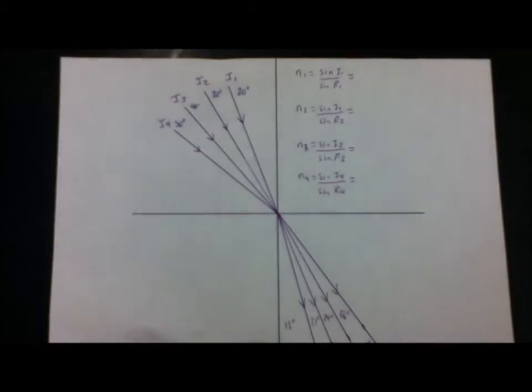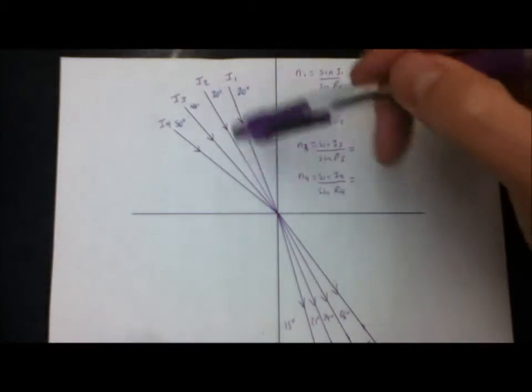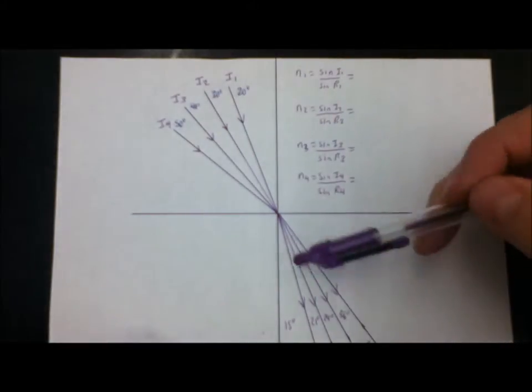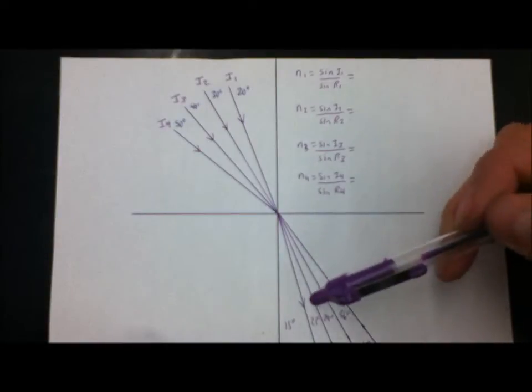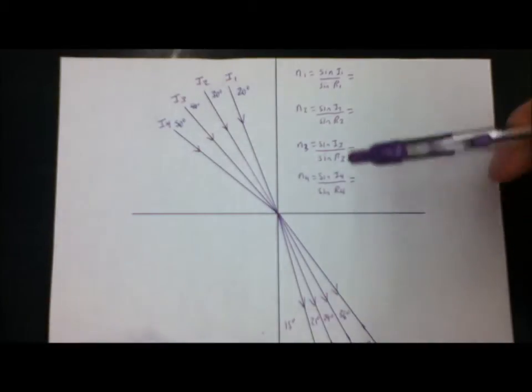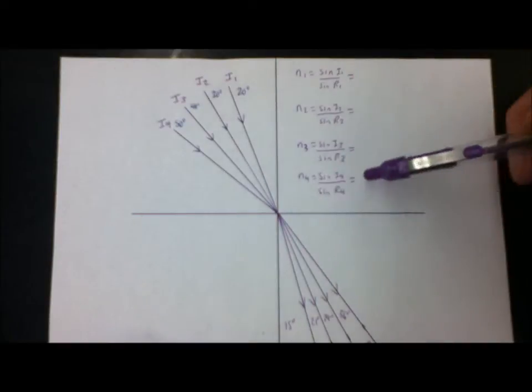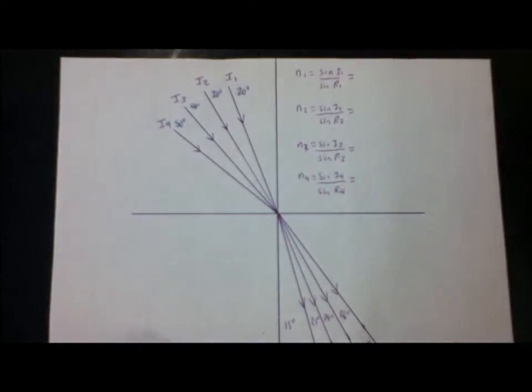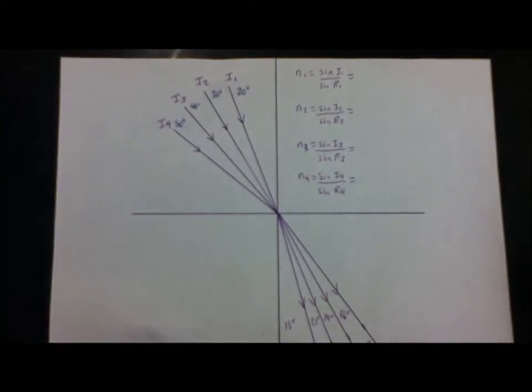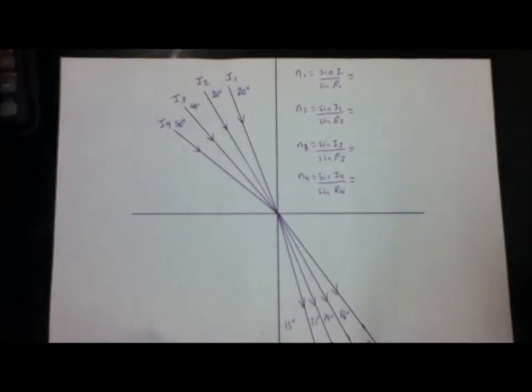This is the third video where we're trying to determine the speed of light in water. What we've already done is sent light along these incident rays. We've traced out the refracted rays and measured their angle with a protractor. Now we're going to use this formula, n equals sine i over sine r, to actually figure out what the refractive index is in each of those scenarios.